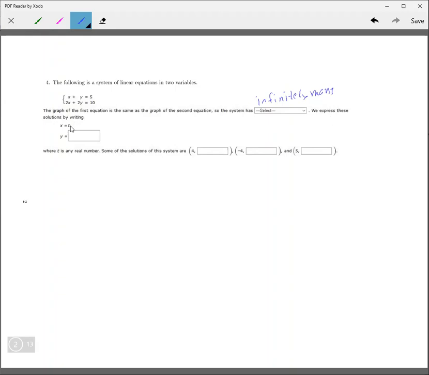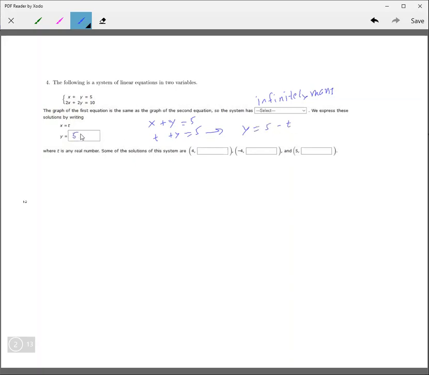We express these solutions by writing... one way to do it, and what they want you to do for this section, is to let x be a third variable t, which is also known as a parameter. So you let x be t, the parameter, and you take either of the equations and you put that t in for x, and then you solve for y.